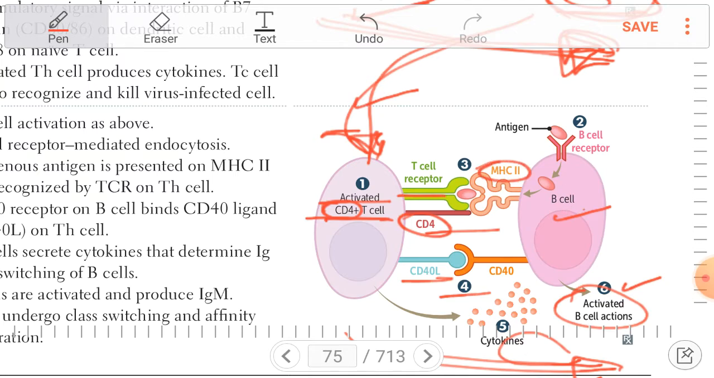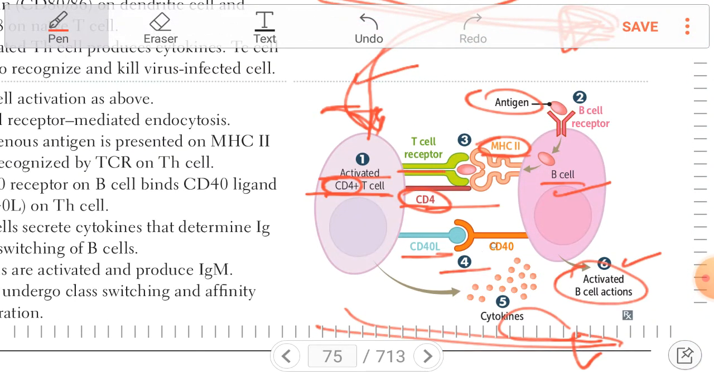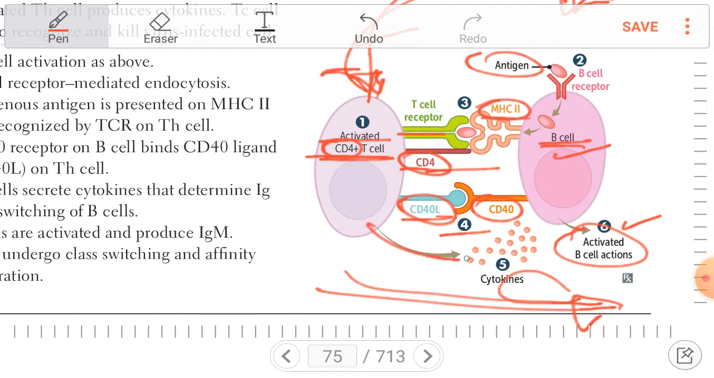So here the B cell will take antigen by endocytosis, and it will present it on MHC2 because of CD4 on activated T cells, which is CD4 T helper, plus there is binding of CD40 on the B cell with CD40 ligand of the activated CD4 T helper cell, leading to what? Releasing of cytokines from the activated T cell plus activation of B cell. So there is activity of B cells.